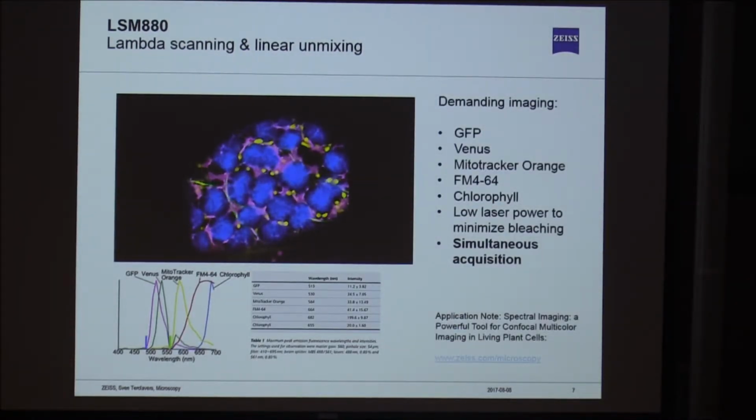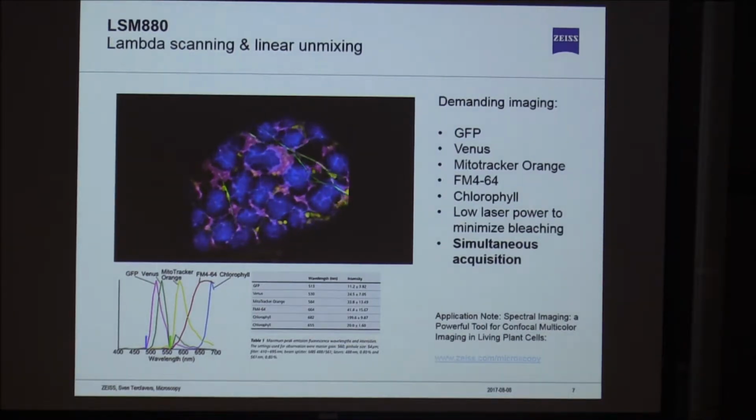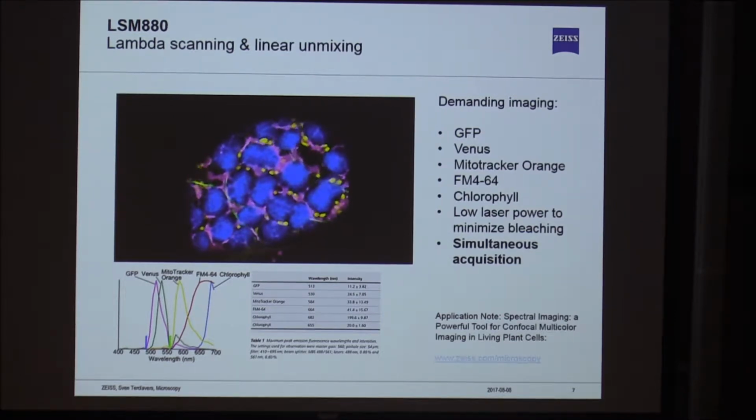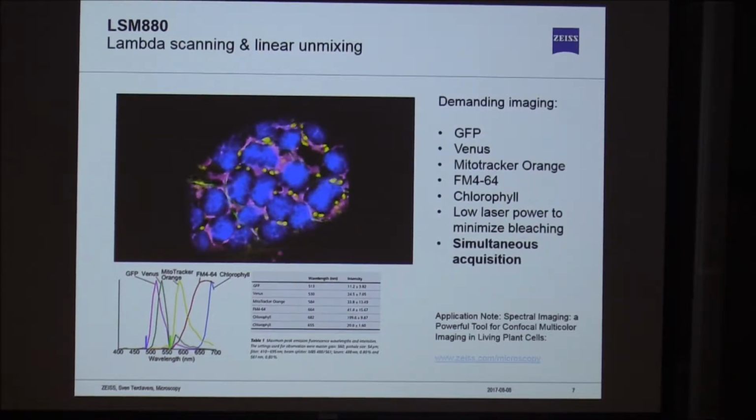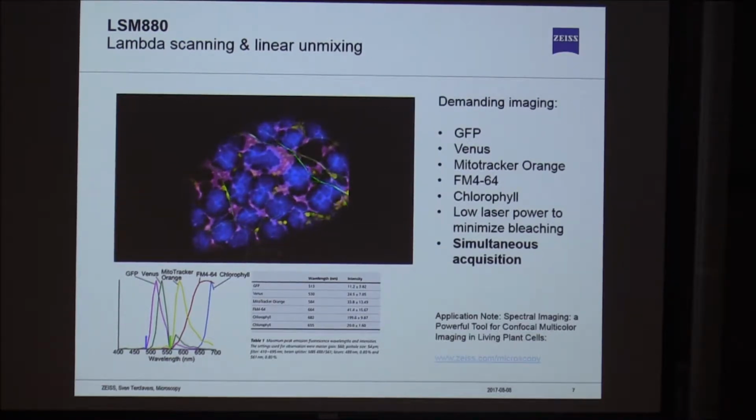So here, for example, you see a video of a live spheroid with, in this case, 5 dyes in there. So we just scan one single scan per time point, and then we separate them afterwards based on the spectra.